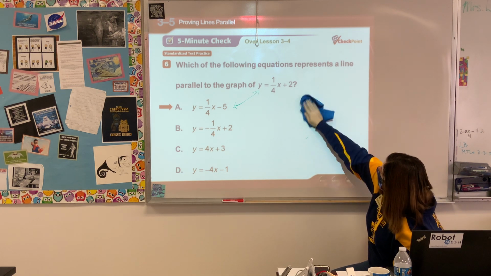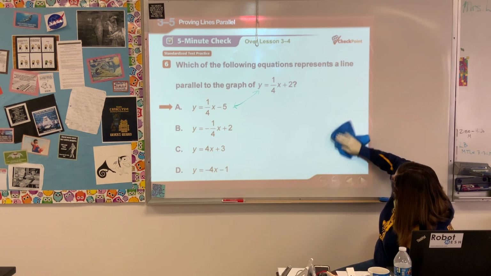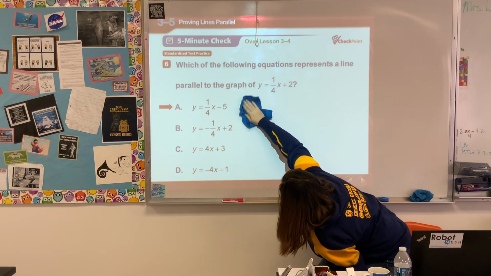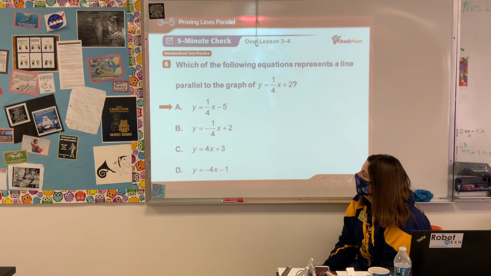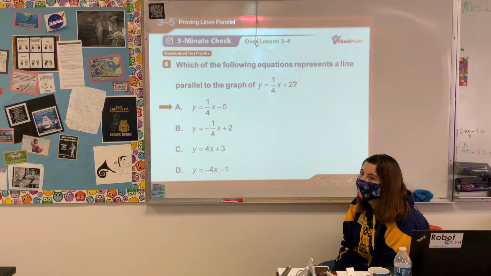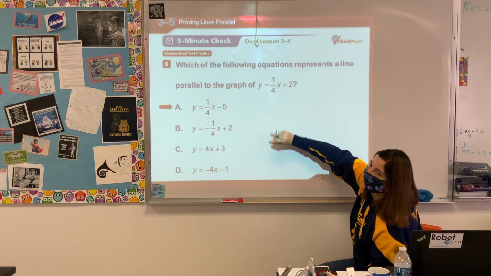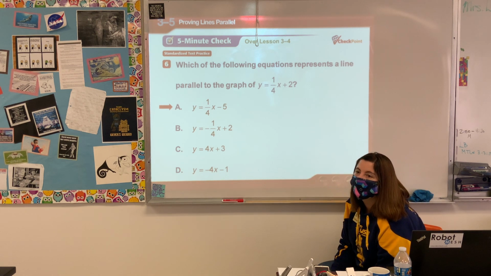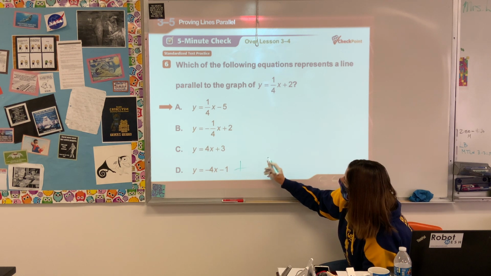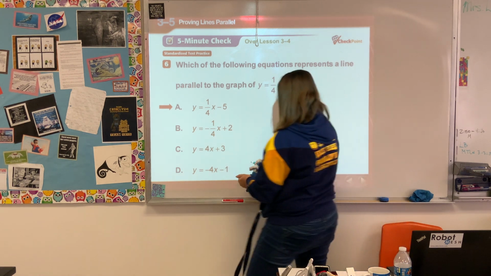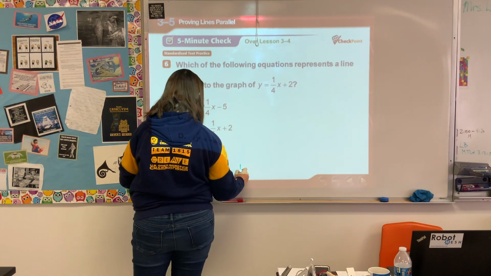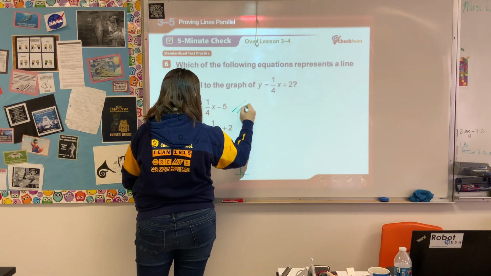How can I find the slope of a perpendicular line? What would be a perpendicular line of these? D. Yeah, D would be, because I have to take this, flip it, and change the sign. So it would be 4/1. So this one here is perpendicular, and this one here is parallel.